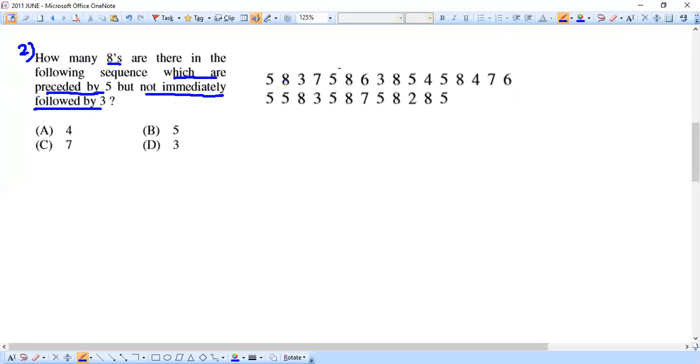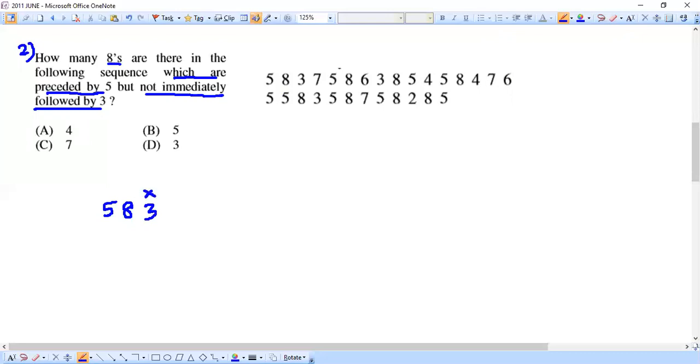How many eights are there in this sequence such that they are preceded by 5? What do you mean by preceded by 5? If I have an 8, the previous digit should be 5. But not immediately followed by 3. What do you mean by followed? The term that comes next after this 8 should not be 3.